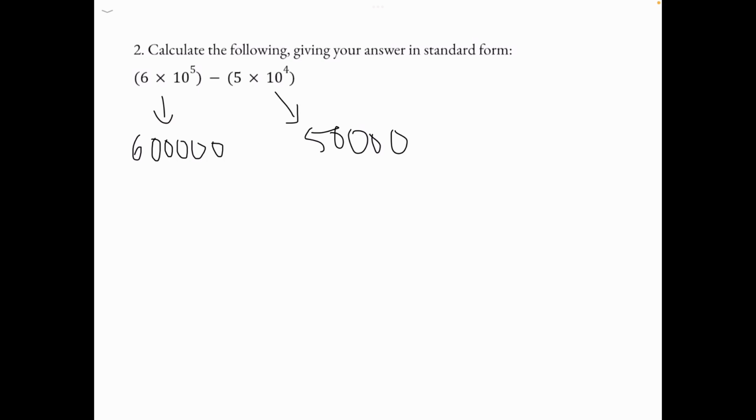So you would simply subtract these two, which would give you 550,000, which would equal 5.5 times 10 to the power of 5.